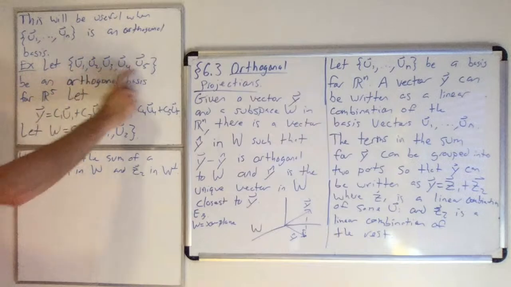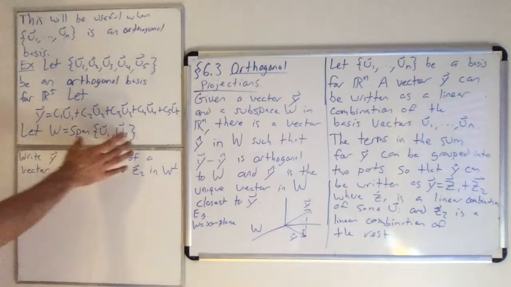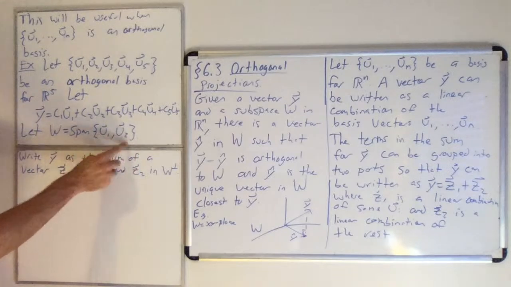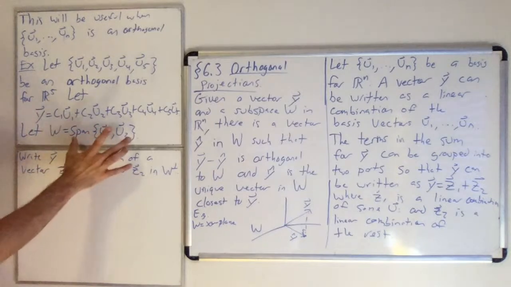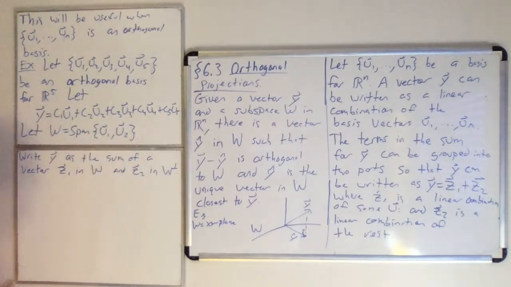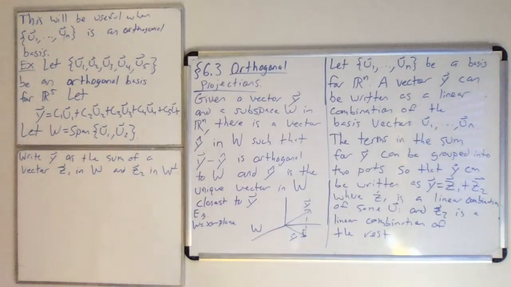Okay, so we have some orthogonal basis, and we also have some subspace that is the span of u1 and u2. What we want to do is express y as the sum of two vectors. One lives in this span, one lives outside of W. And then we've got to show that, in fact, the second vector is orthogonal to the first vector.